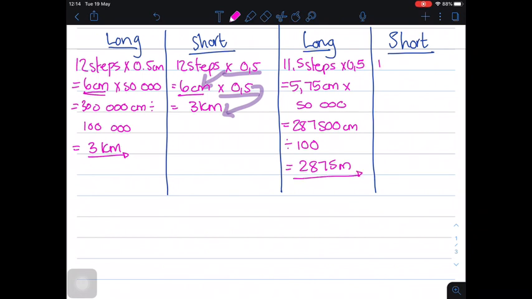The shortcut, we would take 11.5 steps, and each step again was 0.5 centimeters, and that would give us a total of 5.75 centimeters. We take that and times it automatically by 500 because we're doing meters, and it gives us the same answer, 2,875 meters.